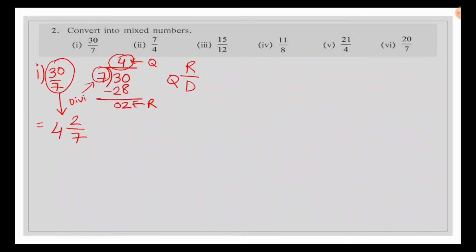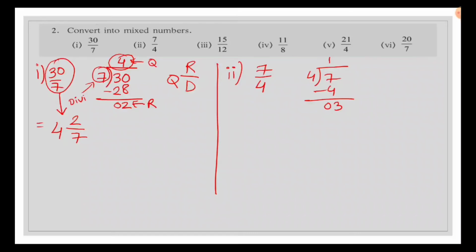Okay, chalo, next one, let's try this second one. Second one is 7/4. Okay, 7/4 will be doing, 4 will be outside, 7 will be inside. Always denominator is outside and numerator is inside. Okay, so 4 1s will be 4 because 4 2s are 8, we can't take it. Okay, so this is our remainder. Okay, this is our quotient and this is our divisor. So again, how we will be writing, we will be writing like this: quotient, remainder and divisor. This is the mixed fraction over here.